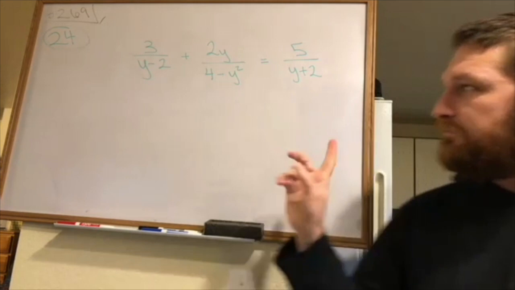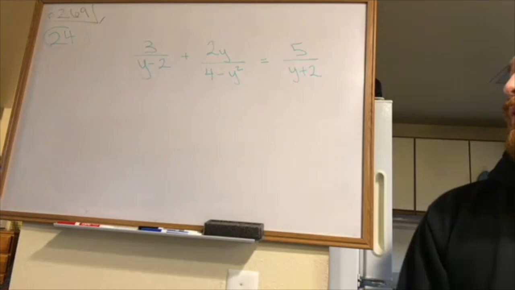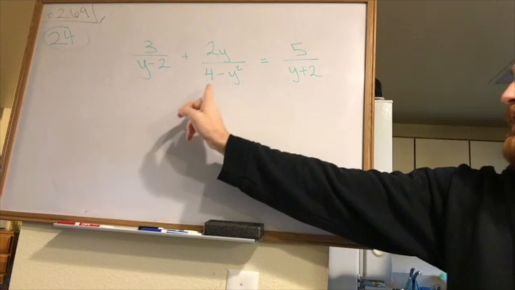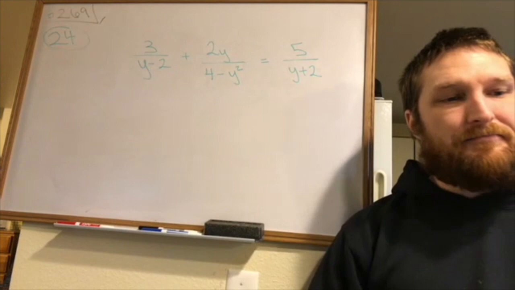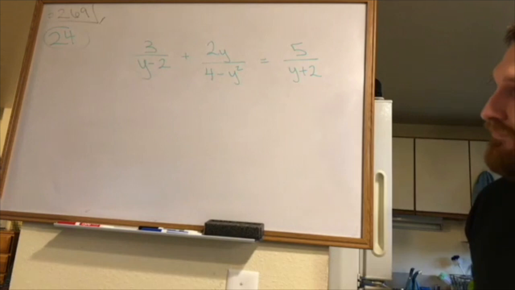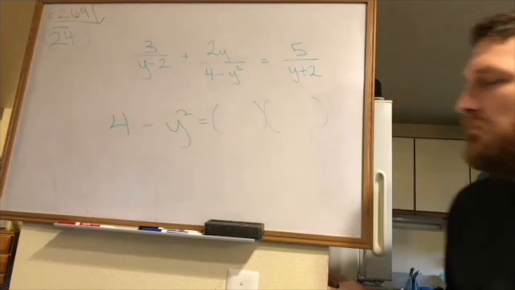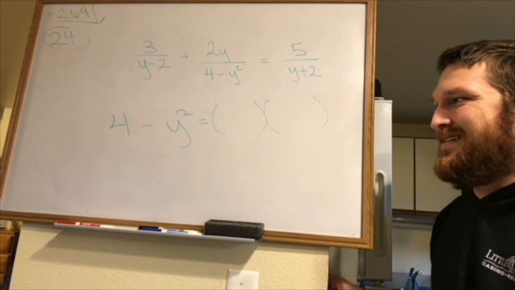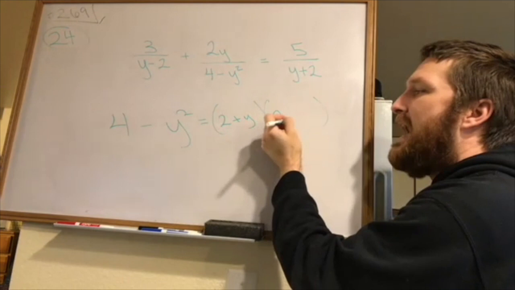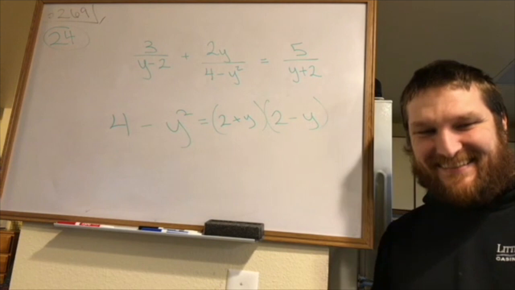I have a y plus 2, so I'm going to have to multiply by y plus 2. I have a y minus 2. I'm going to have to multiply by y minus 2. And then I have this. This is a difference of squares, right? And so we could rewrite this. You have a square minus a square is equal to something times something. It's 2 plus y times 2 minus y. Exactly. Good job. So glad that after Christmas break you remembered that. That's excellent. And what with COVID and everything, I'm impressed.